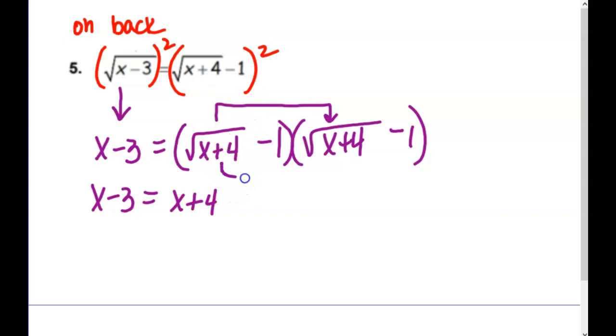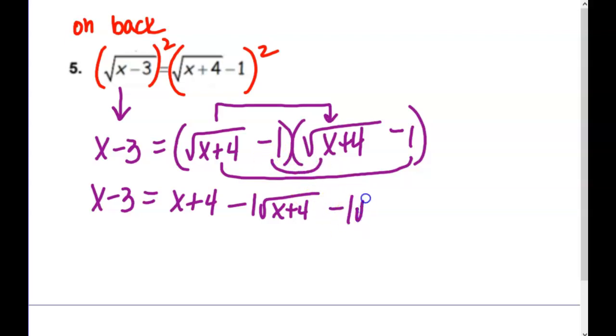All right. Then the outside terms here give minus 1 square root of x plus 4. What about the inside terms here? Another minus 1 square root of x plus 4. And the last term times the last term, negative 1 times negative 1 is plus 1. Okay. In any order you want, we can simplify this.